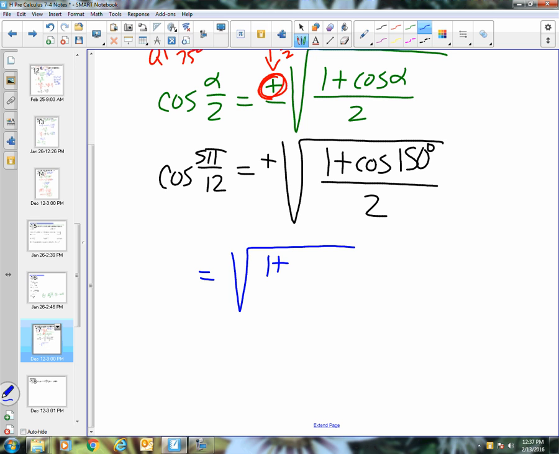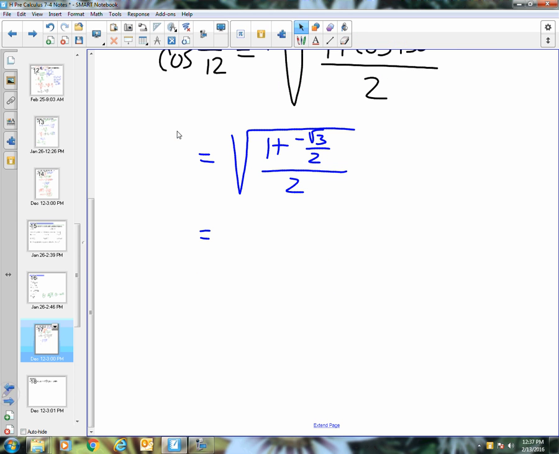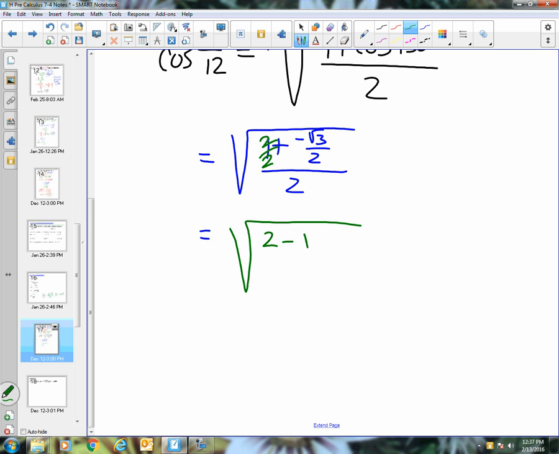So 1 plus cosine of 150. That's in quadrant 2, which means the cosine value is going to be negative, and it's a 30-degree reference angle, so negative square root of 3 over 2. Got to know those special values. All right, now let's see if we can simplify that a little bit. Going to have to get a common denominator up top, so think of that as 2 over 2. And because it's a negative, I'm going to go ahead and write that as subtraction.